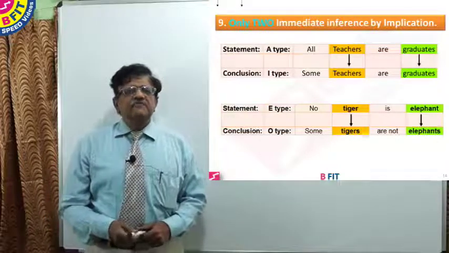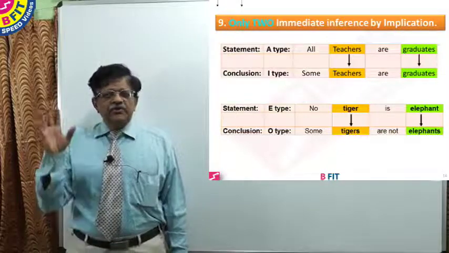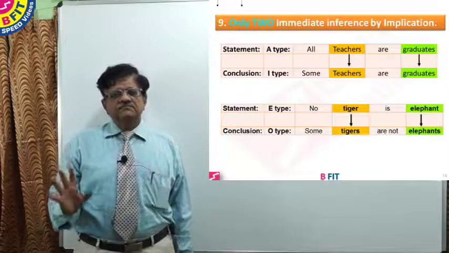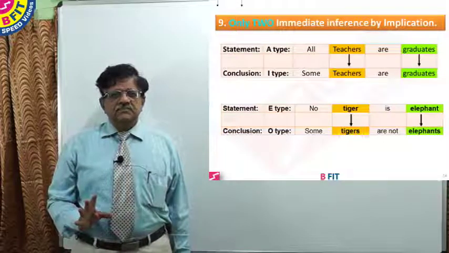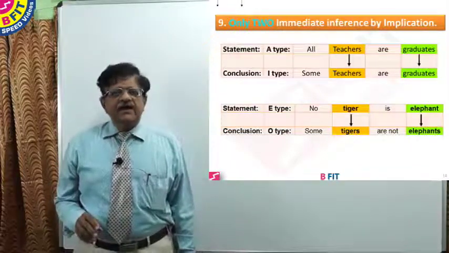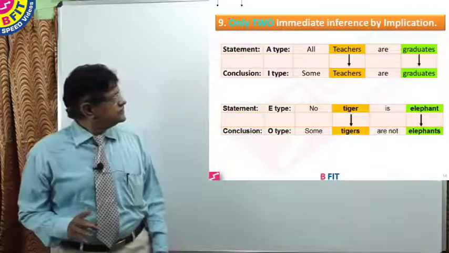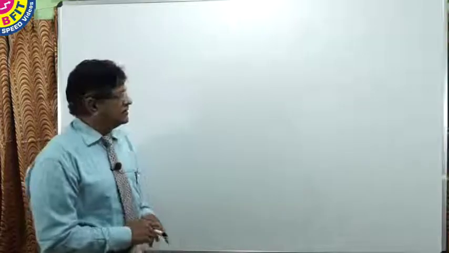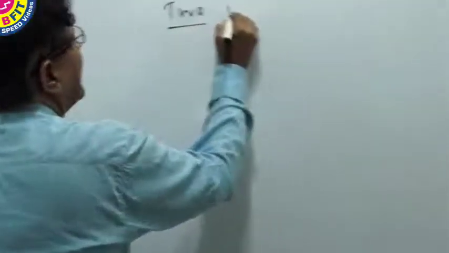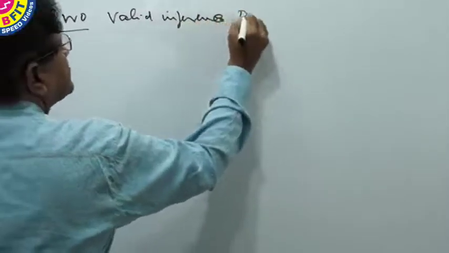Under immediate inference by implication, there are only two valid inferences. I told you in the beginning itself that there are only 11 valid inferences. Out of that, first two, now we are going to see, they are called a valid inference by implication. Two valid inferences by implication.